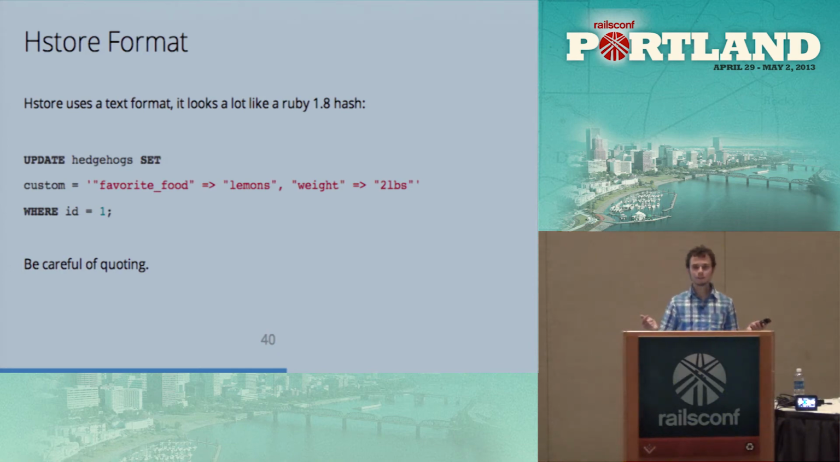So that hstore format, you guys already saw what an empty hstore looks like. It looks like an empty string. What about a non-empty hstore? It looks more or less like a Ruby 1.8 hash with extra quotes thrown in. So just to explain what you're looking at, here we're going to set the custom field for a hedgehog. We're going to set his favorite food to lemons and his weight to 21 pounds. Notice that you've got quoted key value pairs, and then they're separated by commas.